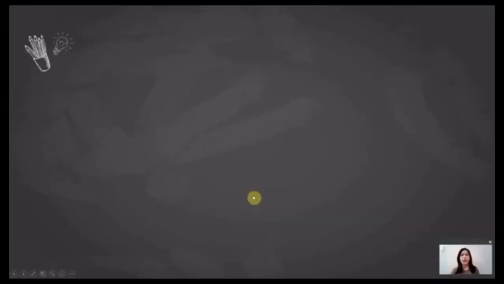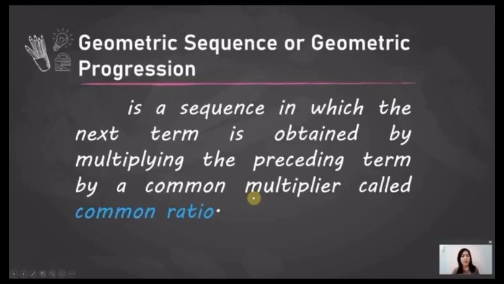Geometric sequence or geometric progression is a sequence in which the next term is obtained by multiplying the preceding term by a common multiplier called common ratio. Remember that arithmetic sequence is adding the same number over and over again in every term each time. Geometric sequence, on the other hand, is multiplying a constant number over and over again in every term each time. And that constant number being multiplied to every term is called common ratio.